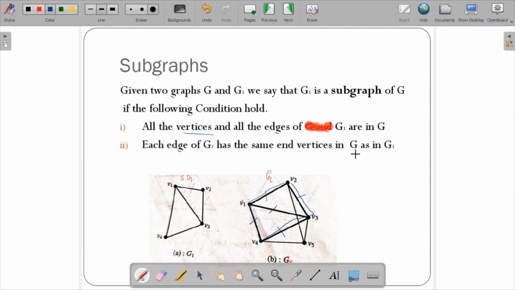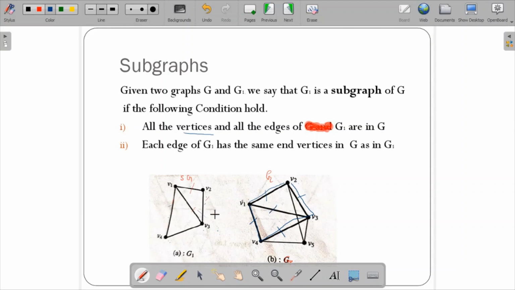So this is the definition of the subgraph. If it holds two conditions, all the vertices and all the edges of G1 should be there in graph G, and each edge of G1 should have the same end vertices as in G. A subgraph is a graph which is a part of another graph. So this is regarding the definition and example of the subgraph.